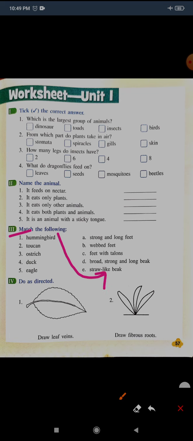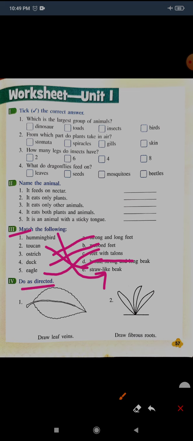Toucan. It has a broad, strong and long beak. Long beak. Ostrich. Ostrich has long and strong feet. Duck has webbed feet. Eagle. Eagle has feet with talons.